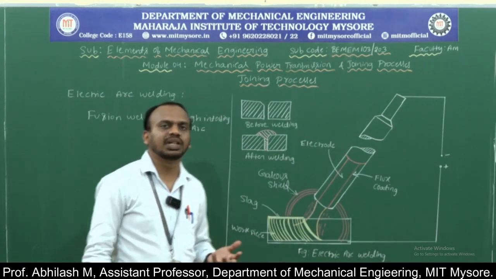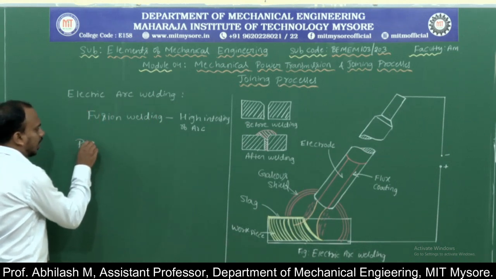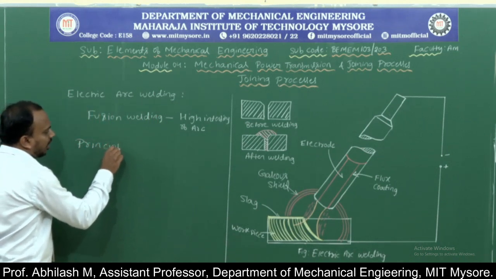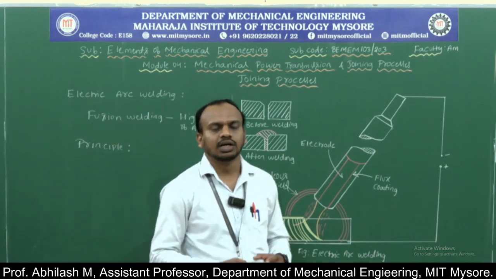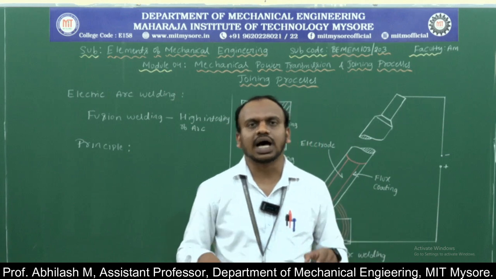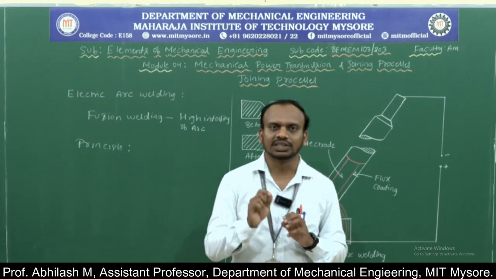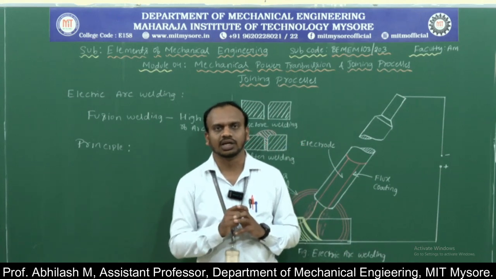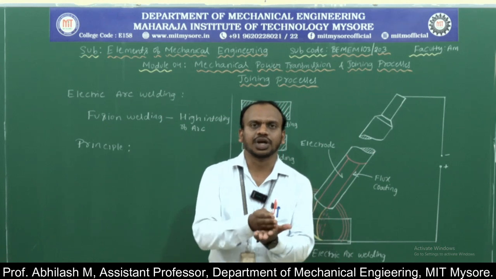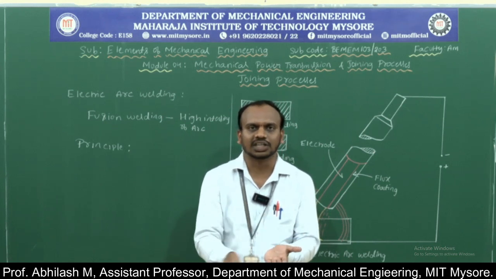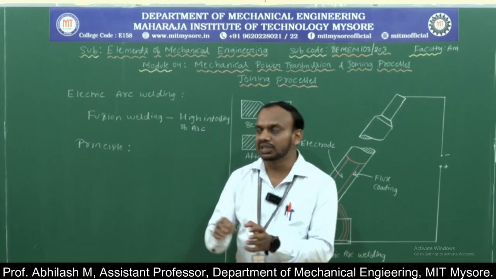On what principle does this electric arc welding work? Let us try to learn the principle. We know that when two conductors are met, they form an electric circuit. The simple principle has been used here. When the two conductors of an electric circuit are touched together, there will be a flow of electric current through that particular circuit. The same concept is applied here.